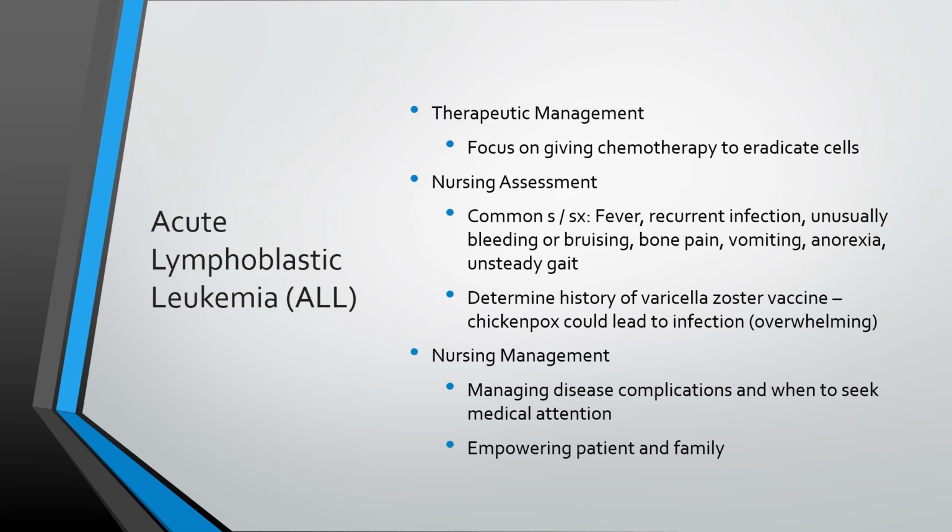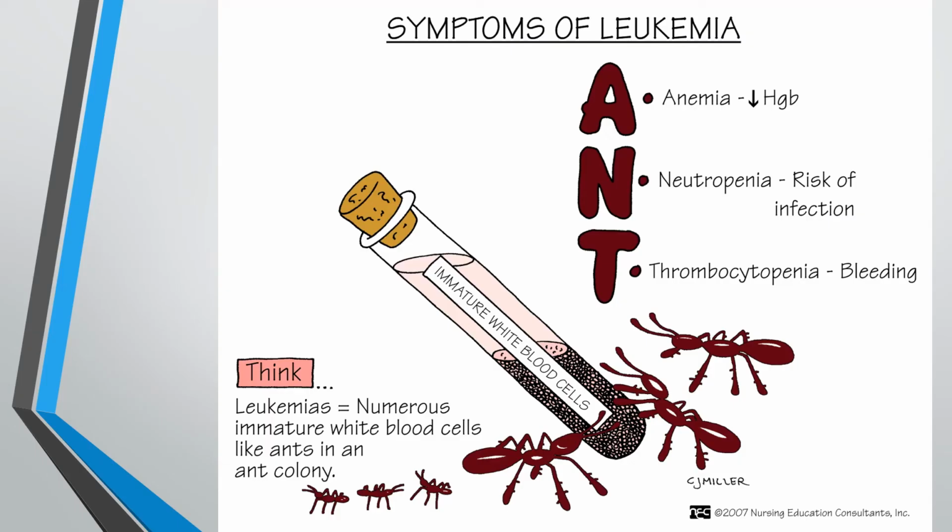As nurses, we need to make sure we are empowering our patient and our families with the knowledge of the disease and treatment so they can have a more positive outlook and improved quality of life. Symptoms of leukemia are listed here. If you can remember the mnemonic ANT: anemia because of that decreased hemoglobin, neutropenia, which puts them at risk for infection, and thrombocytopenia, which puts them at risk for bleeding. Remembering that numerous immature white blood cells act like ants in an ant colony.